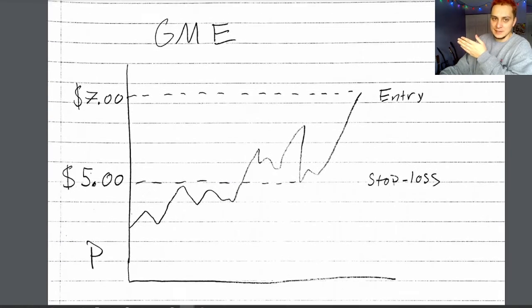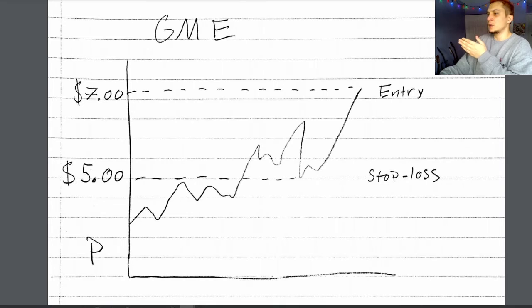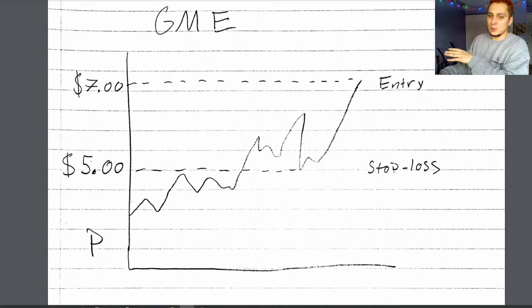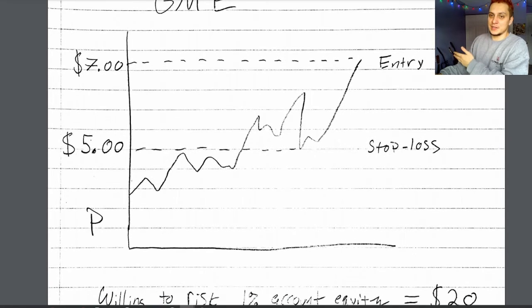We're looking at GameStop, right? And we think GameStop is going to continue this uptrend. We think it's on an uptrend. So right now it's at $7, and we think it's on an uptrend, but if it gets down to $5, we're pretty sure that we're wrong and we should get out of the trade. So it's at $7, we want to get in, and if it goes down to $5, we want to get out, and we only want to risk $20 or 1% of our account equity.